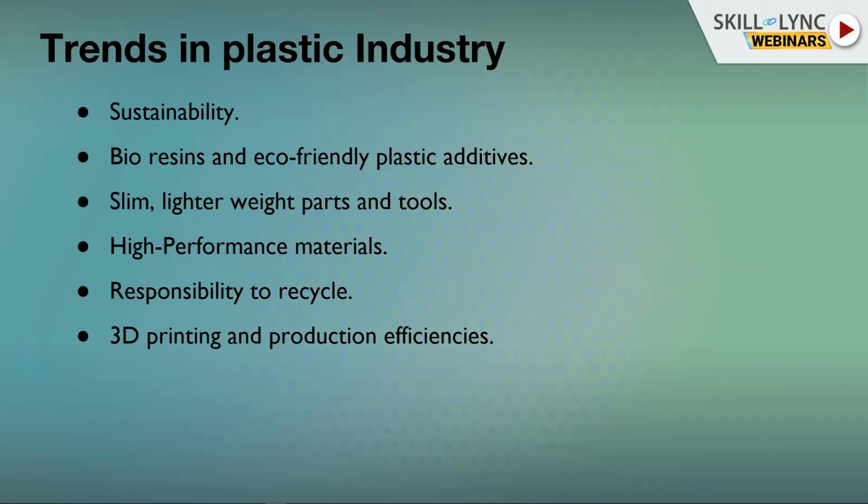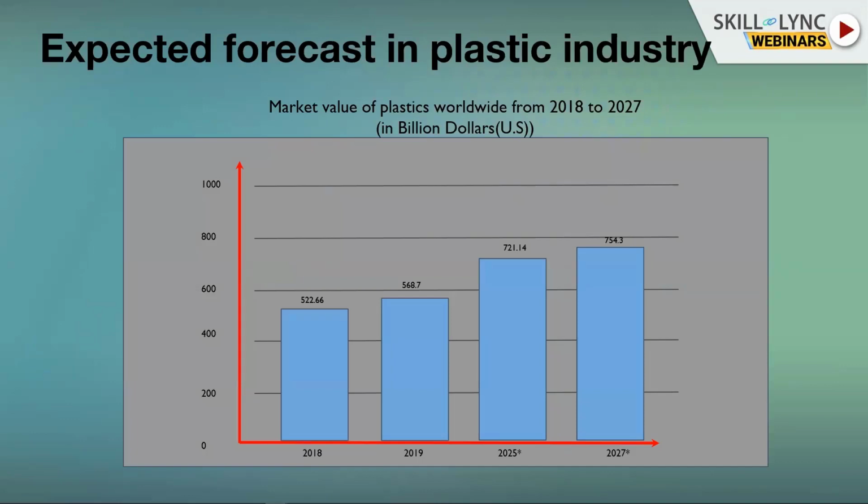examples of what the trends in the plastic industries are and what the expected forecast in the plastic industries is. If I just consider 2018, the plastic usage is like $522 billion market value worldwide. And then in 2019, it was approximately a 10% increase. And then if you see in 2025, the expected growth is 721, which is almost 40% roundabout. And then in 2027, again, it's like 754.